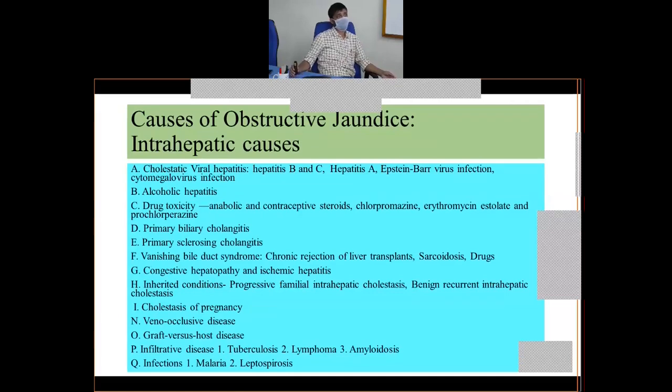Now the causes of obstructive jaundice may be intrahepatic or extrahepatic. Intrahepatic causes are cholestasis: viral hepatitis like hepatitis B, C, A; then alcoholic hepatitis; then drug toxicity like anabolic and contraceptive steroids, chlorpromazine, erythromycin, prochlorperazine; primary biliary cholangitis, primary sclerosing cholangitis, vanishing bile duct syndrome like chronic rejection of the liver transplant.